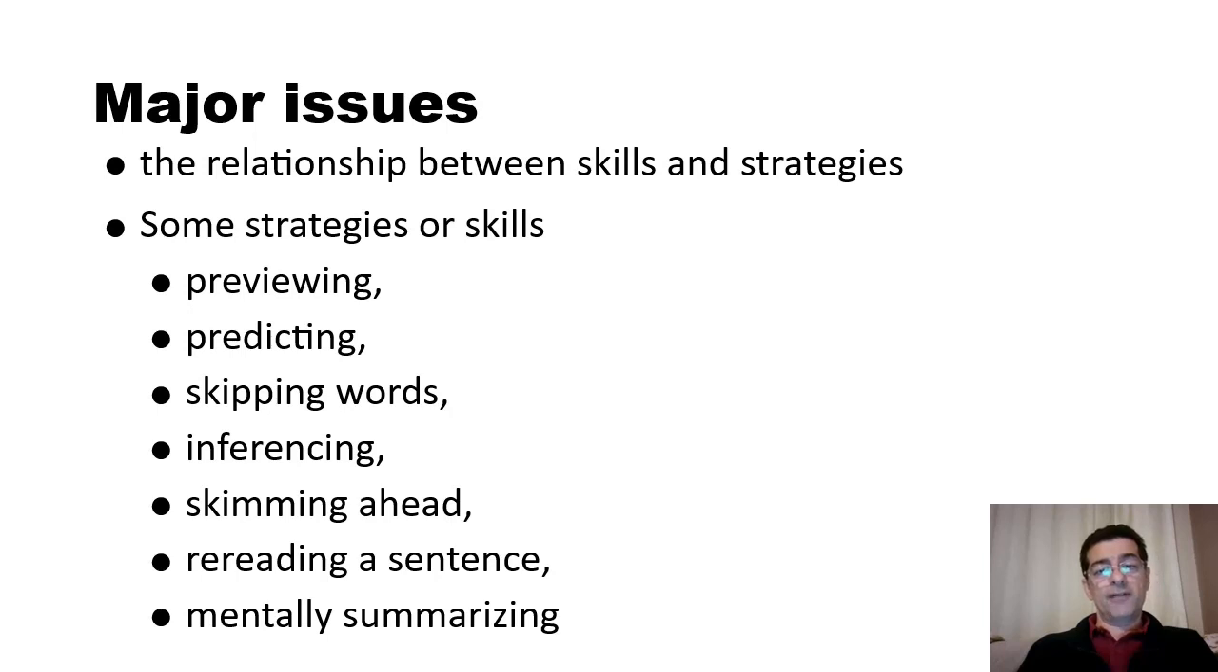The goal of explicit strategy instruction is to move readers from conscious control of reading strategies to unconscious use of reading skills. So, in a sense, when we are learning, we don't learn the skill, we learn the strategy. But if we use it masterfully, actually we have turned that strategy into a skill.